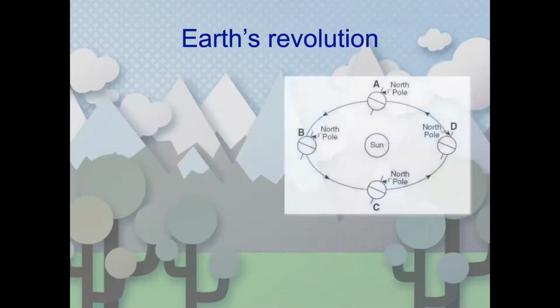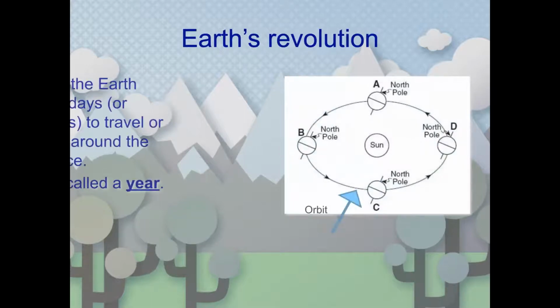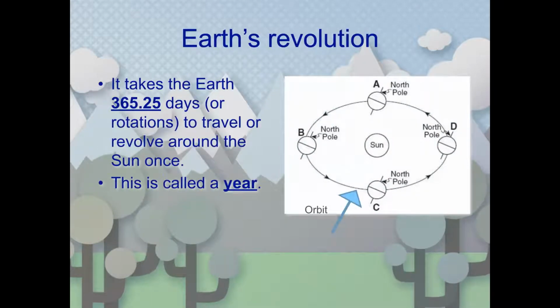Now, when we talk about revolution, we're talking about moving around the sun, orbiting the sun like a satellite. And it takes the Earth 365.25 days to travel or revolve around the sun once. This is called a year.